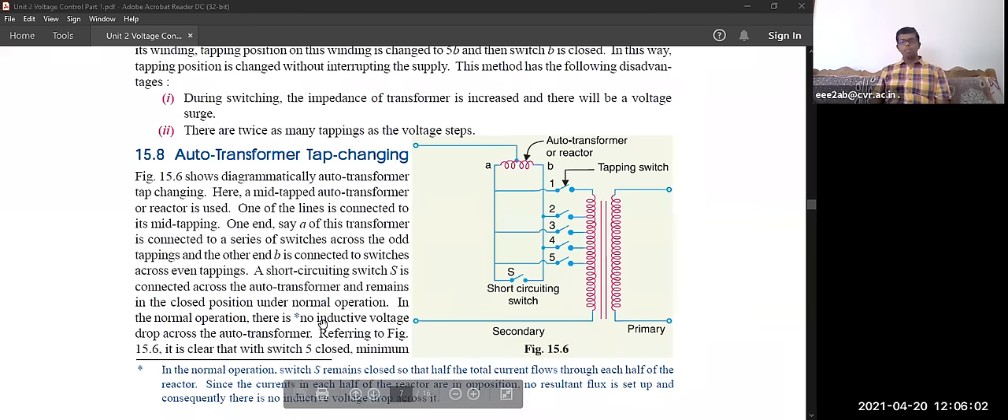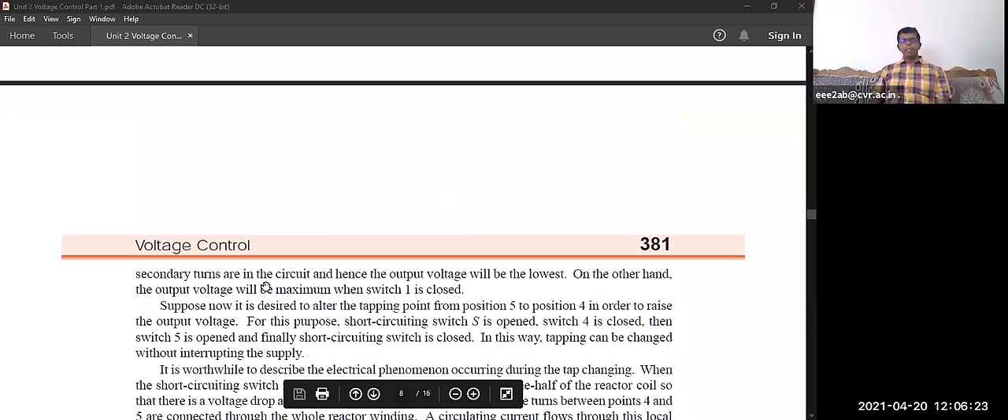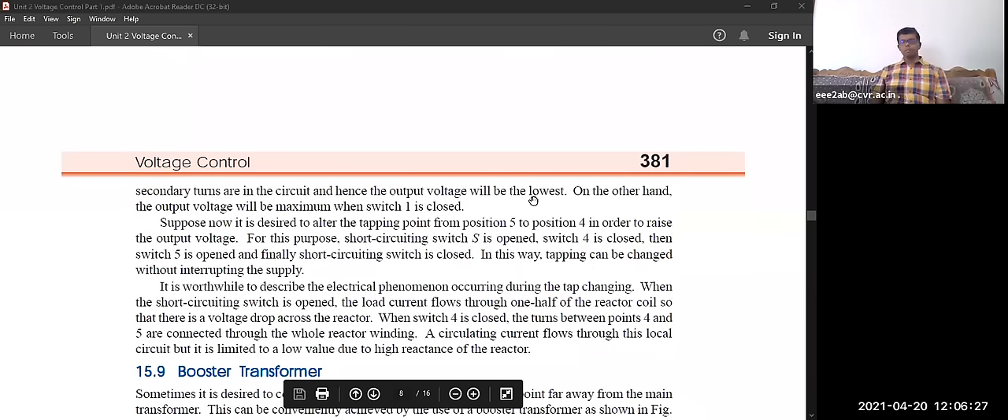In normal operation, there is no inductive voltage drop across the auto transformer. It is clear that with switch 5 closed, minimum secondary turns are in the circuit, and hence the output voltage will be lowest. On the other hand, the output voltage will be maximum when switch 1 is closed.